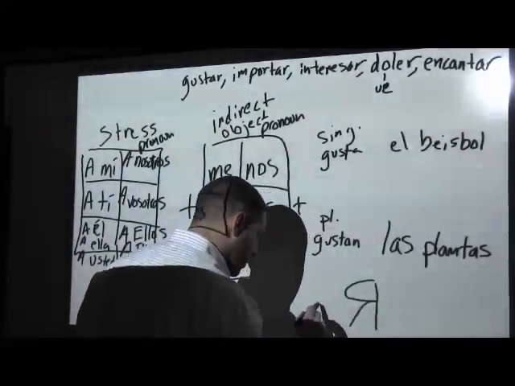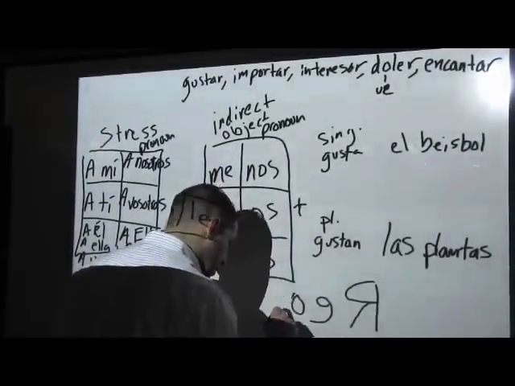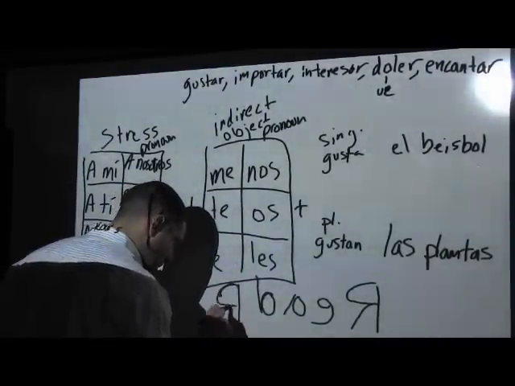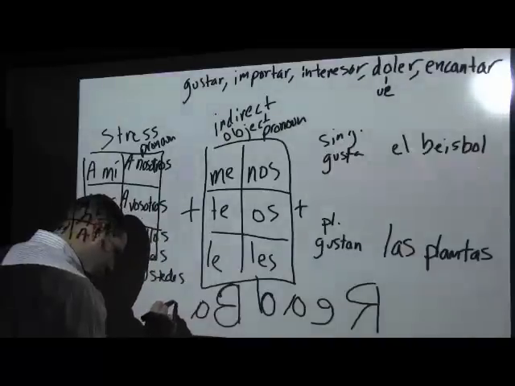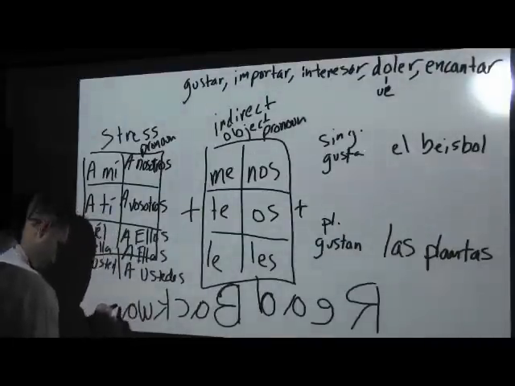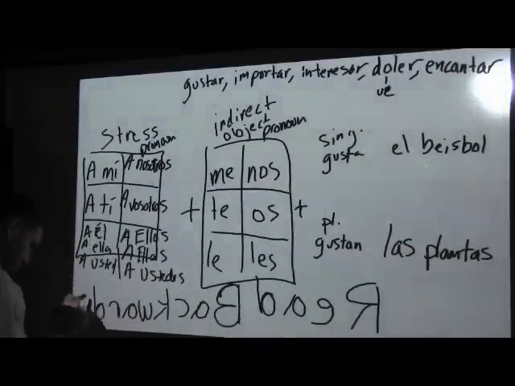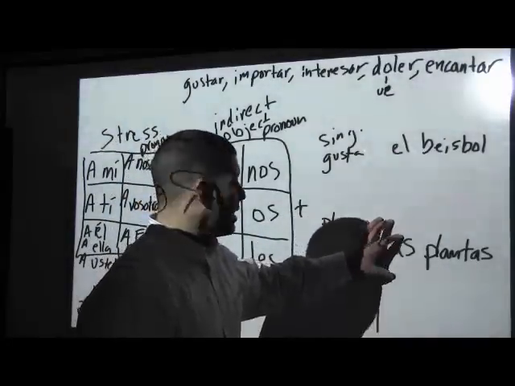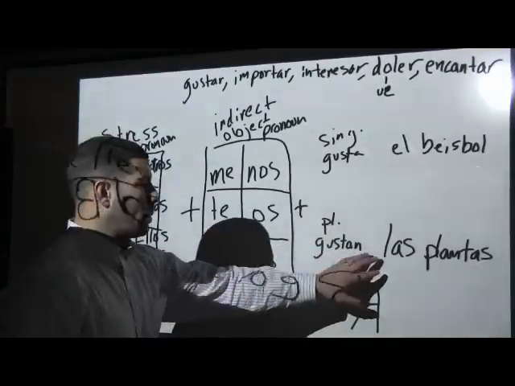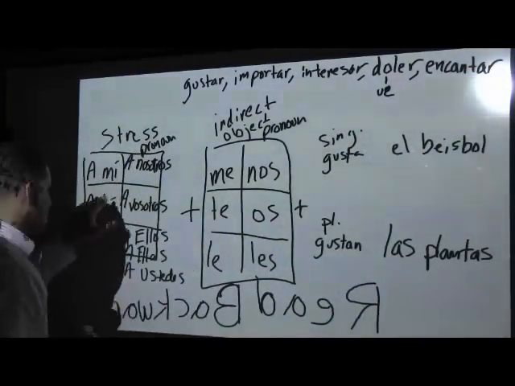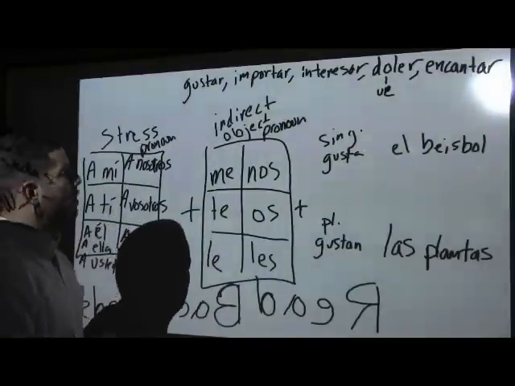And so really, how do we do this? You can get a mirror out if you want. We read it backwards. Read backwards. So again, it matters what it is that's pleasing. So, plants are pleasing to you. To you. So you got verbs like gustar.